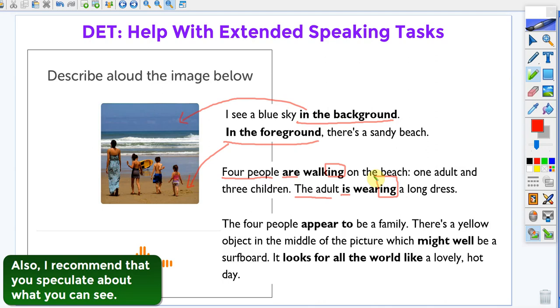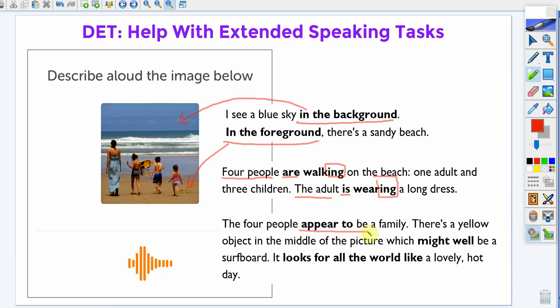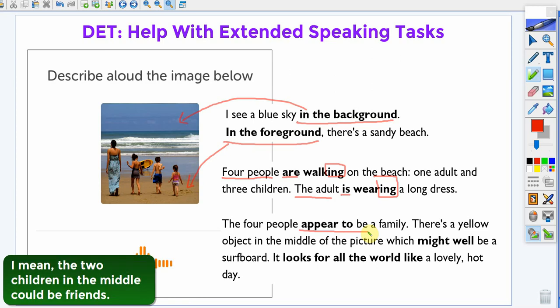Also, I recommend that you speculate about what you can see. Here, I've written that the four people appear to be a family. In other words, they look like a family, they probably are a family, but I can't be 100% certain. I mean, the two children in the middle could be friends.